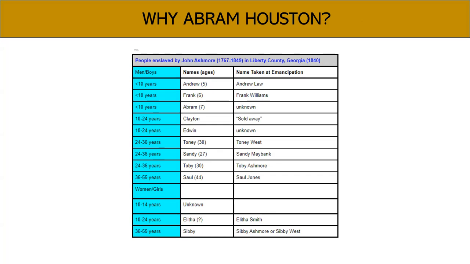By the way, you'll notice that on this list, of the 11 people my fourth great grandfather named in his will, only one took the surname Ashmore at emancipation. Based on my research in Liberty County, I'd say that only about 10% of the freed people there took their last enslaver's surname at emancipation. That complicates the research process, but I've also found that for many people, the surname they did choose points back to the early history of their family, which is always something to keep in mind.